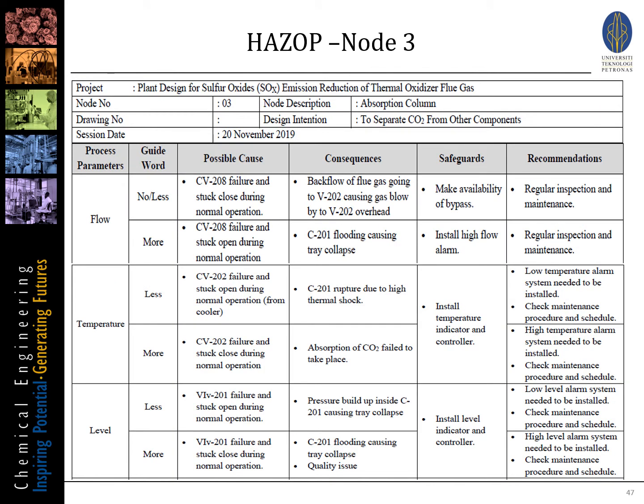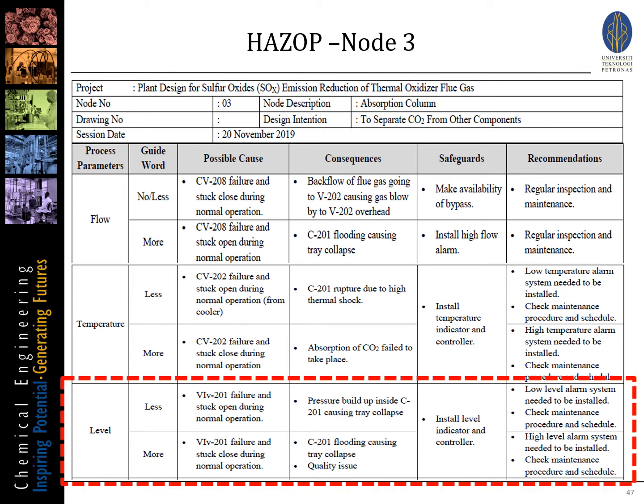The last node for HAZOP is absorption column. So absorption column is used to separate CO2 from other components. The parameter that we will look into is level. The level also can be less or more. For less, the possible cause is V201 failure and stuck open during normal operation. This can cause pressure build-up in C201 causing tray collapse. So the recommendation for this is low level alarm system need to be installed and check maintenance procedure and schedule.